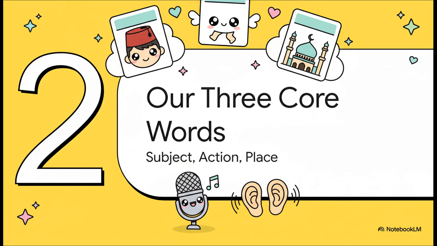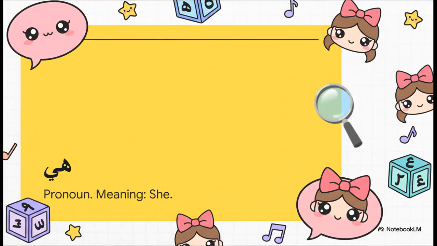All right, you ready? Here they are, our first 3 building blocks. I'm going to say the word, and you should totally try repeating it out loud right after me. It really helps. Our first word, the subject of our scene, is hiya. Give it a shot. Hiya. It's a pronoun, and it simply means she. Pretty straightforward, right? That's our first block.